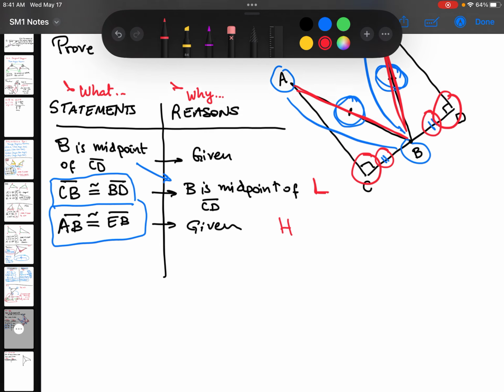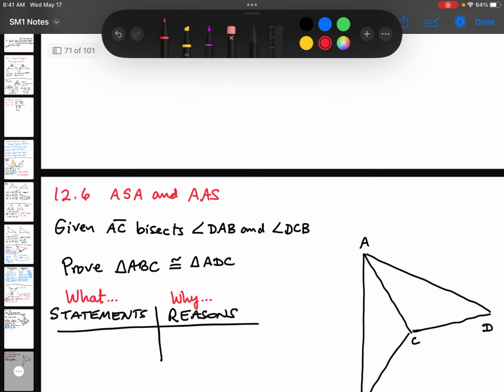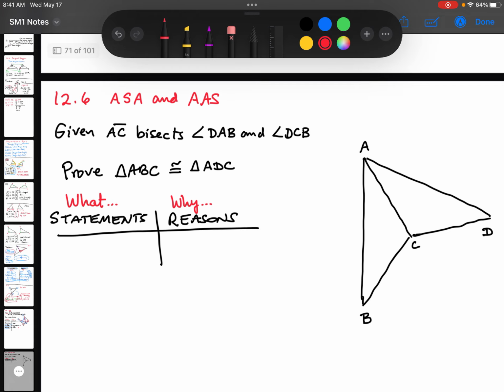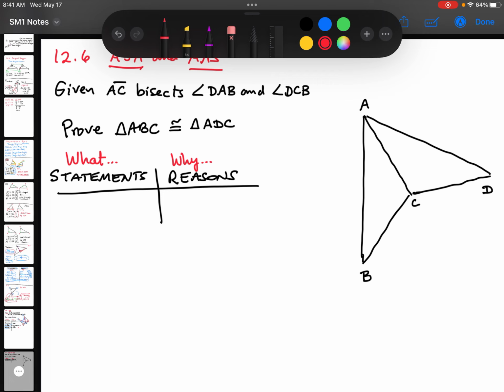I wanted to focus on one more, right? Because I want to make sure that we use one of these, ASA or AAS. Let's take a look at AC. Sorry, let's look at these two triangles.